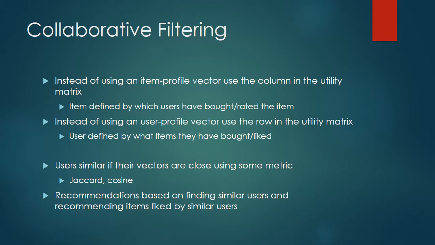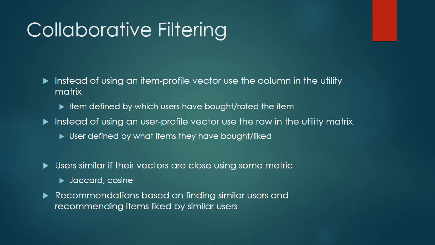The users are similar if the vectors are close using some metric, which is basically using either a Jaccard or a cosine function, right? So again, depending on the sets, if two users bought the same kind of products, or have a very high overlap in the kind of products that they bought, they are probably similar. Or if the same kind of users were buying this particular product, then those are probably similar as well.